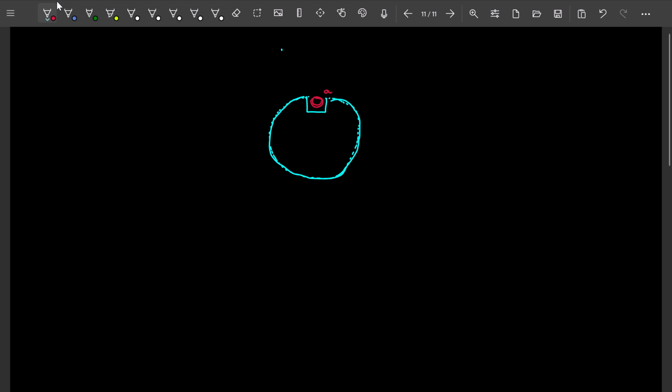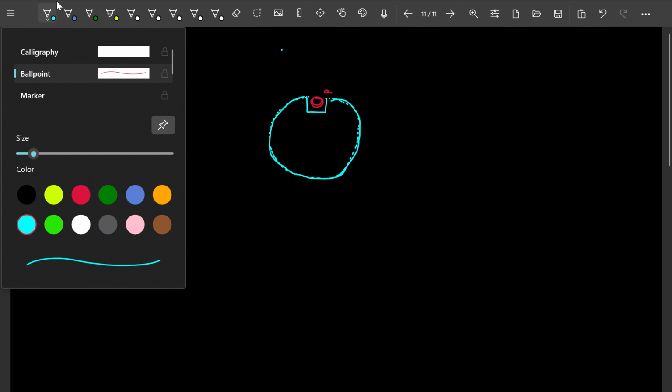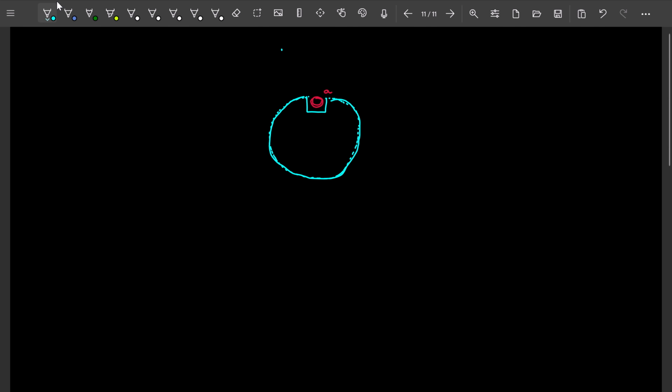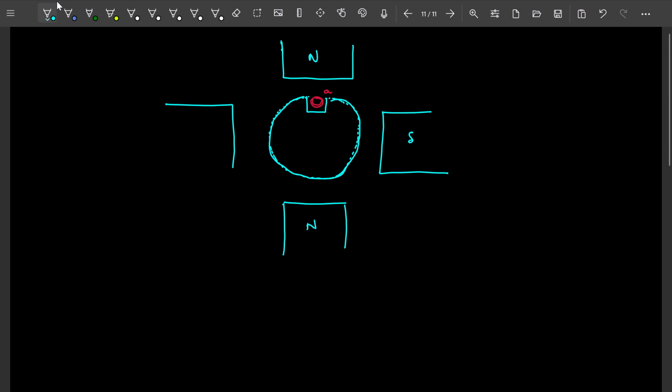And this armature is placed among the 4 poles. Let us say this is the north pole, and this is the south pole, and again this is a north pole, and again a south pole.